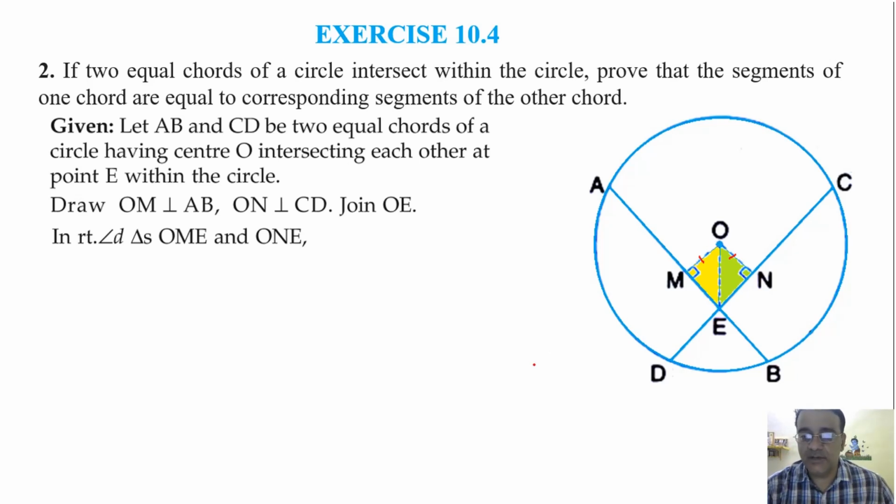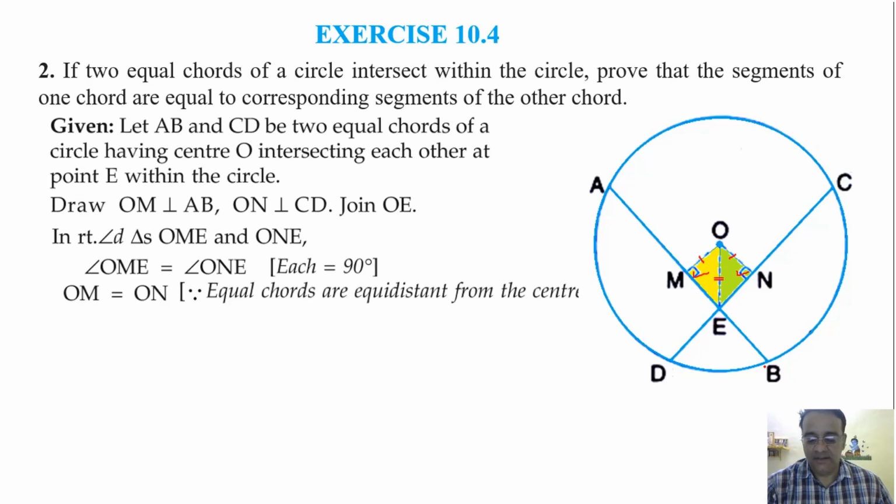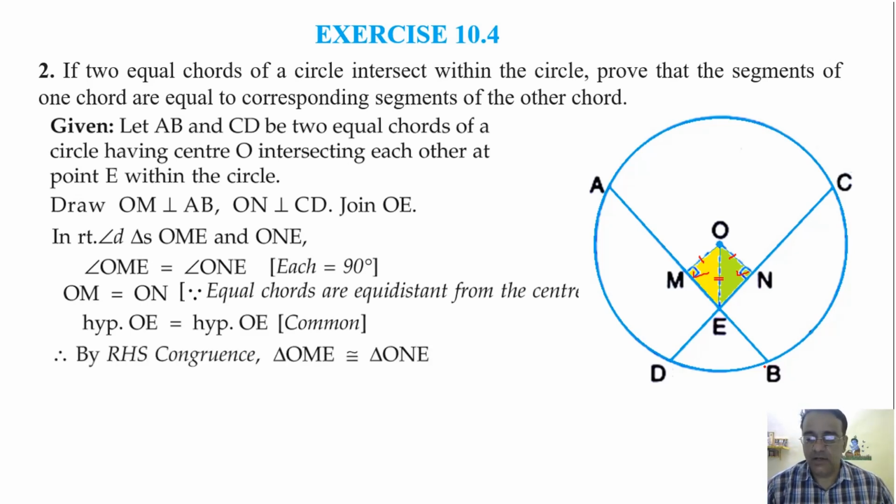See, chords are equal. Equal chords are equidistant from the center. So OM is equals to ON. And OE is equal because common side. And these two angles are equal, each 90 degree. Right? So these two triangles are congruent by which criteria? Which rule? RHS criteria. Right, RHS congruence rule. Now if these two triangles are congruent, so ME is equals to NE by CPCT.